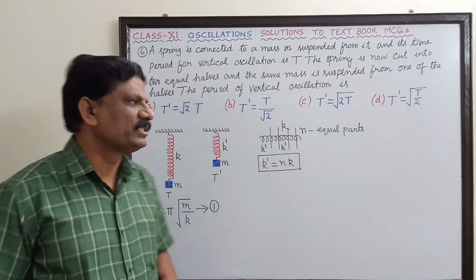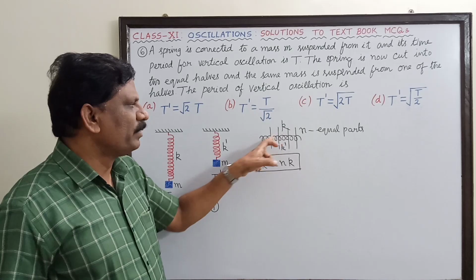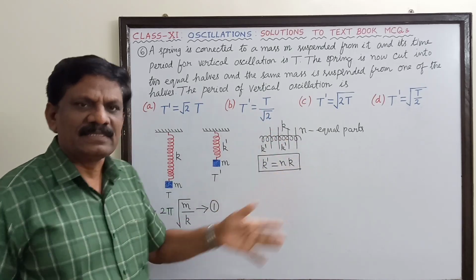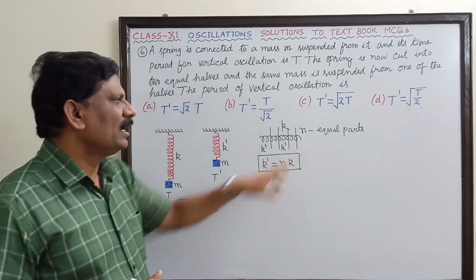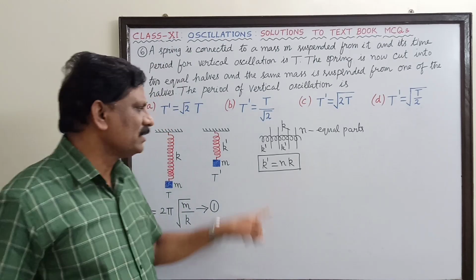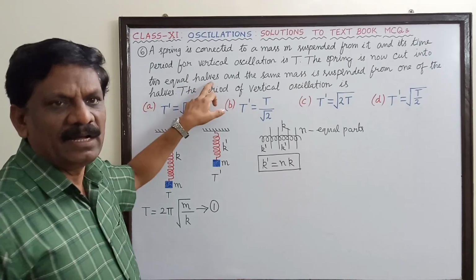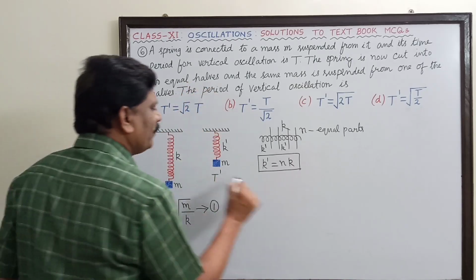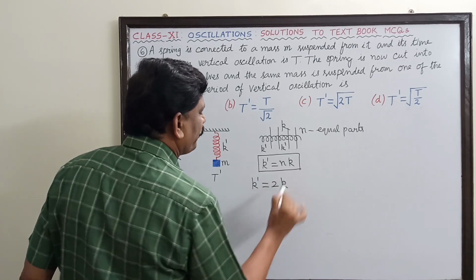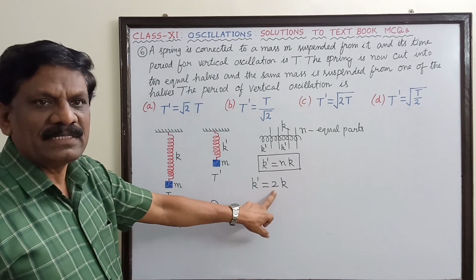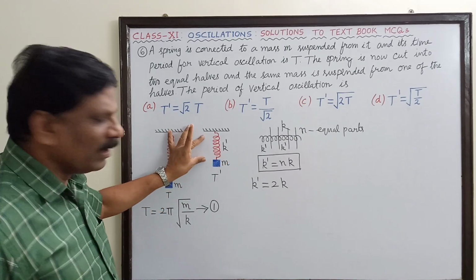In competitive examinations, based on this, many numericals will be asked in NEET and IIT. So when a spring is cut into n equal parts of equal length, each part will have a spring constant K dash equal to n times K. And here it is given two equal halves, is it not? So in our case, K dash is equal to 2 times K because there are two equal parts. So that is the new spring constant for the smaller piece.